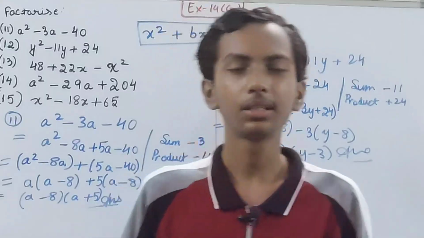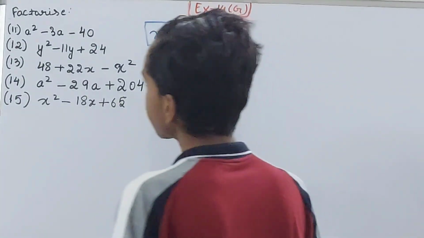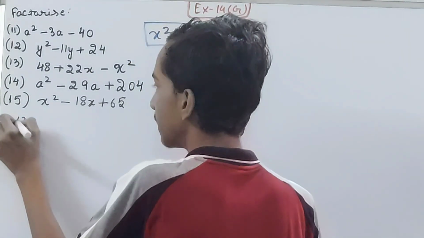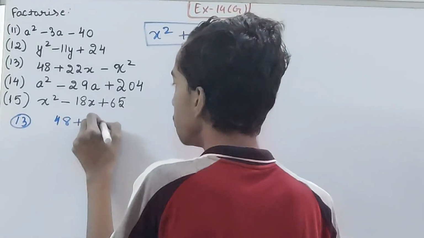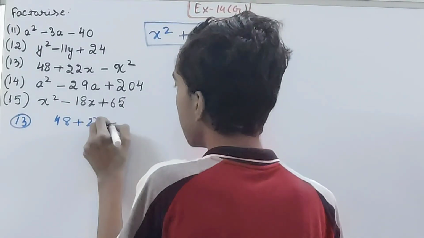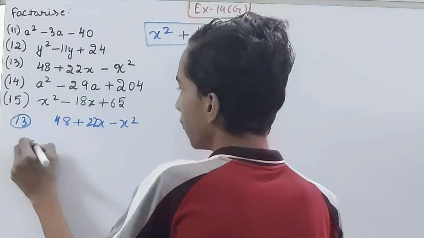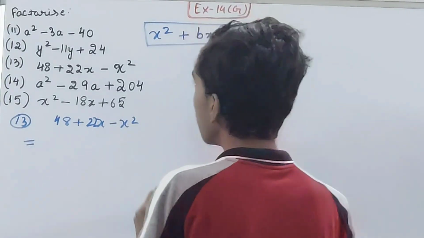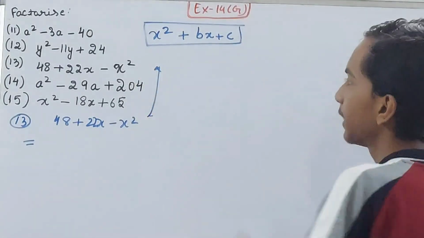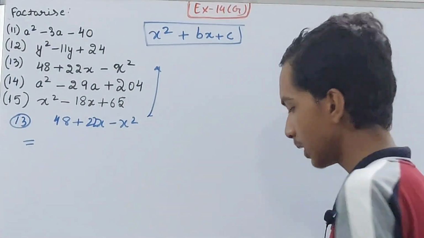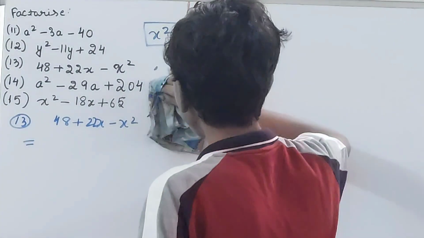Let's move on to the next part. Now see here, we have to begin with the next question. This is 48 plus 22x minus x square. First of all, you can rearrange this into the x square plus bx plus c form. See what you will have here.